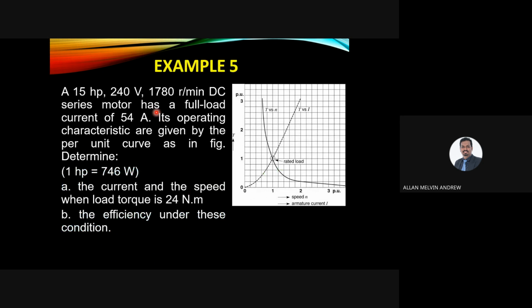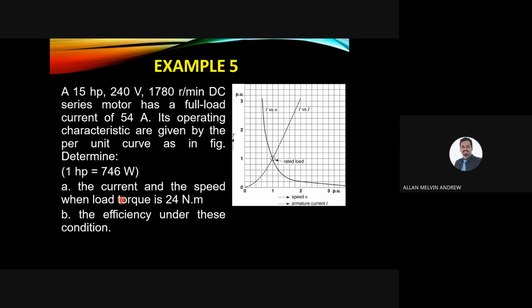So example 5, a 15 horsepower motor. One horsepower is 746 watt. So this is a 15 horsepower, 240 volt, 1780 revolution per minute DC series motor with a full load current of 54 ampere. Its operating characteristics are given by the per unit curve in the figure. We need to determine the current and the speed when the load torque is 24 Newton meter.